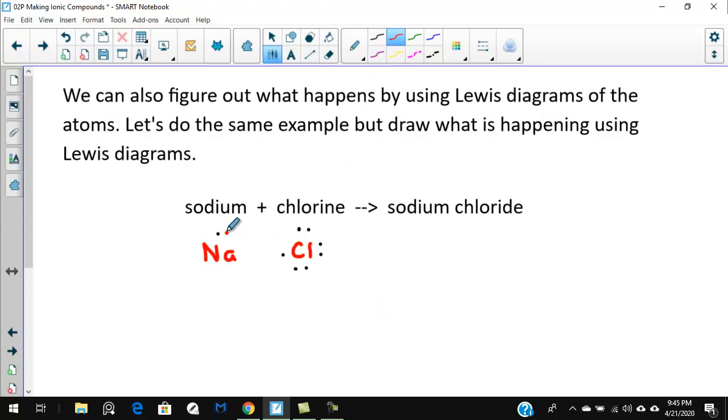And again, you can see we can empty sodium by losing this electron, fill the last orbit of chlorine by gaining that 1 electron, and then once again, making that compound, the Na plus, Cl minus, and that gets written out as the compound sodium chloride. Okay, so a couple of different ways of predicting and looking at how a compound is made.